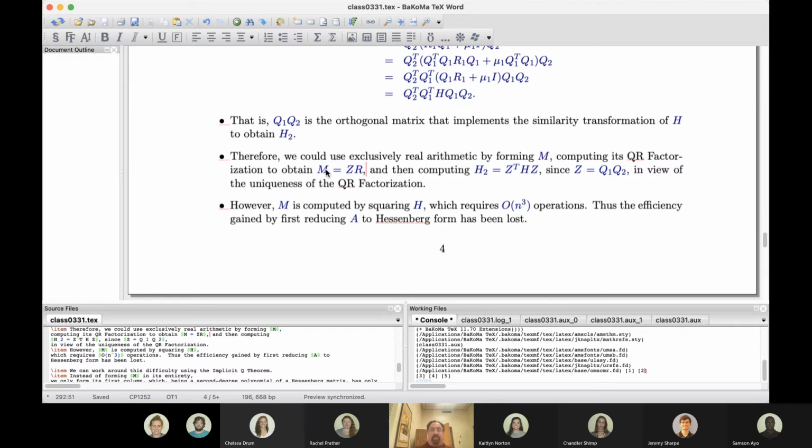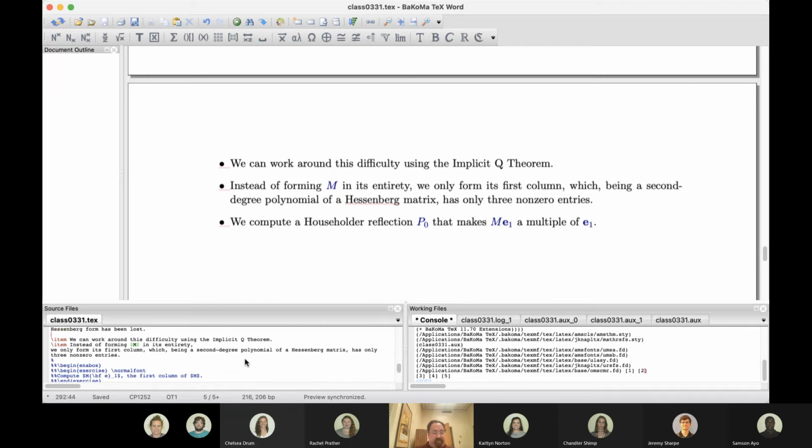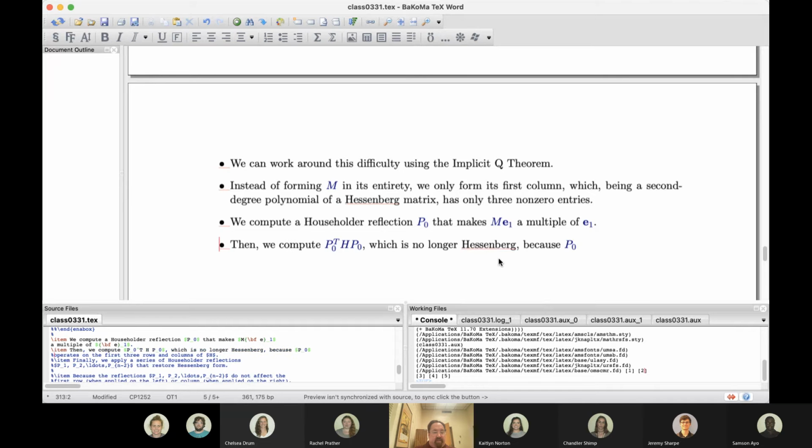We make a Householder reflection that zeroes out the subdiagonal entries of the first column of M. Remember, this Householder QR factorization works from left to right, first column, second column, and so on. So this is a Householder reflection that starts that process. Okay. Then what? We actually apply this Householder reflection not to any part of M, but to H.